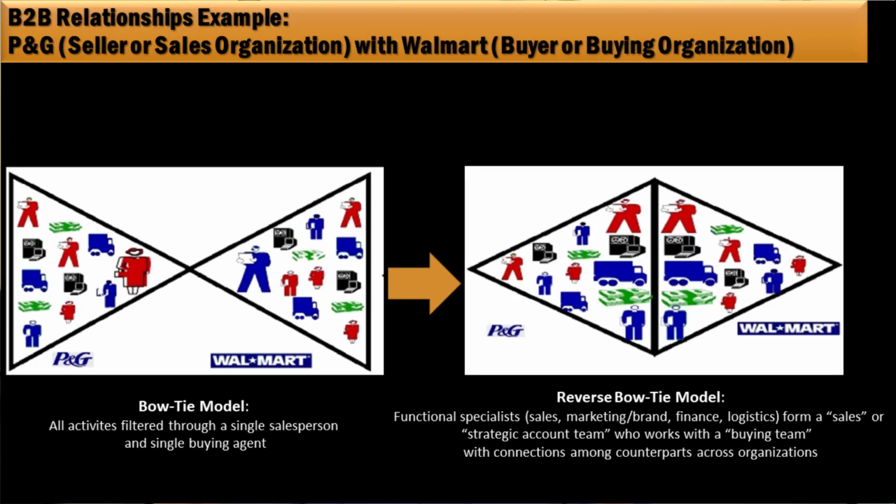So the reverse bow tie model, as you can see on the right, the idea is that there's multiple contacts across the team, right? So P&G has multiple people interacting with multiple people at Walmart. And some of those people, the graphics trying to show things like they have salespeople, they have logistics folks, they have IT specialists, they have other kinds of specialists who may represent, for example, different brands for Procter & Gamble. So these are people whose core expertise is more marketing, possibly, than it is sales. They're focused more on the brand side of the business. So you're going to have a number of these different functional specialists.